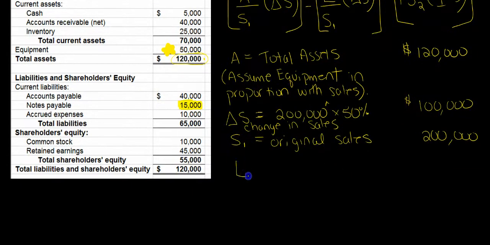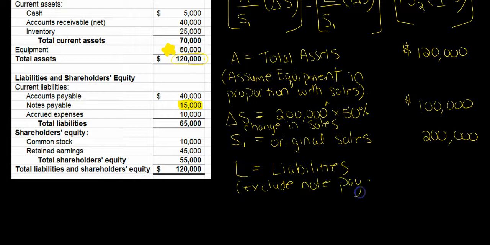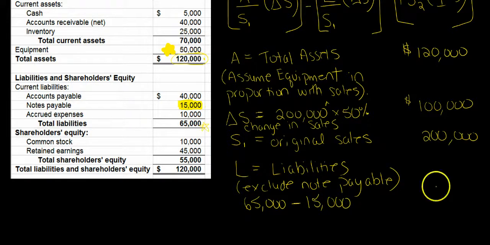Then we have L. So those are our total liabilities. Okay, but we're going to always exclude the notes payable because that's what we're actually calculating. So in this case, I'll take the 65,000 and then minus out that 15,000 right there. So then our total liabilities are 50,000.